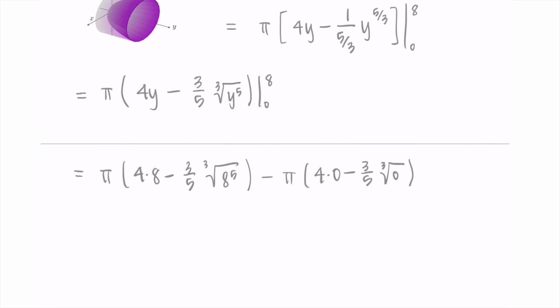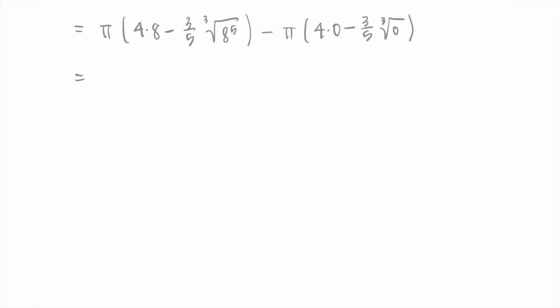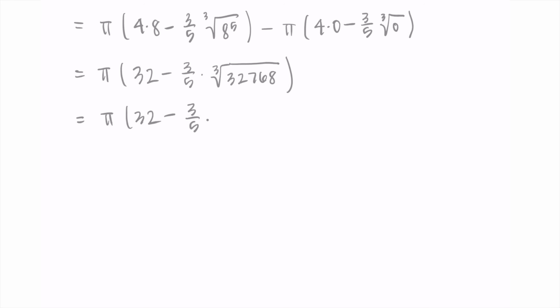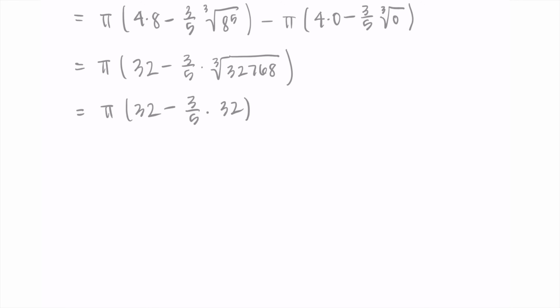Okay, and so now I just need to simplify this whole first part. So I have pi times 32 minus 3/5 times, and I did this part on a calculator ahead of time. We're doing the cube root of 32,768. This just happens to be a nice number, which is great. I like that. So we're doing 32 minus 3/5, and then the cube root of 32,768 is just 32. So you can use a calculator for this. This is what I did. And now we are just simplifying.